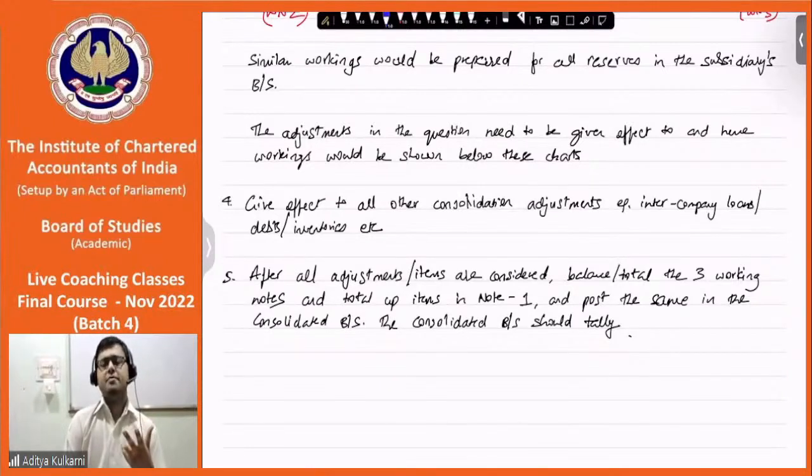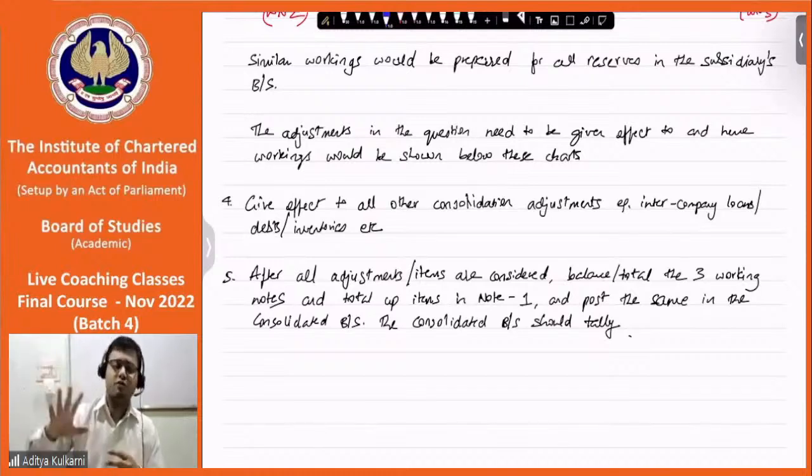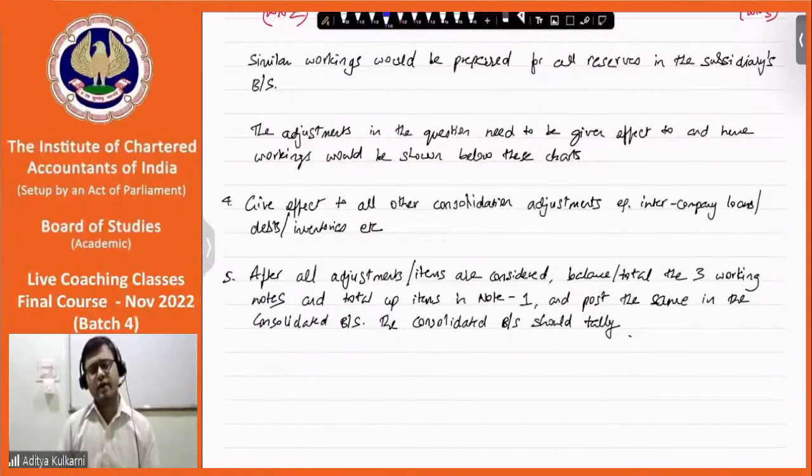The next step that we do is we prepare the working note. We prepare note number 2, that is equity share capital. Whose equity capital are we preparing? Understand from whose perspective CFS is being prepared. It is prepared from the perspective of the owners of the parent. So whose equity capital will come? The equity share capital of the parent will come in the consolidated balance sheet.